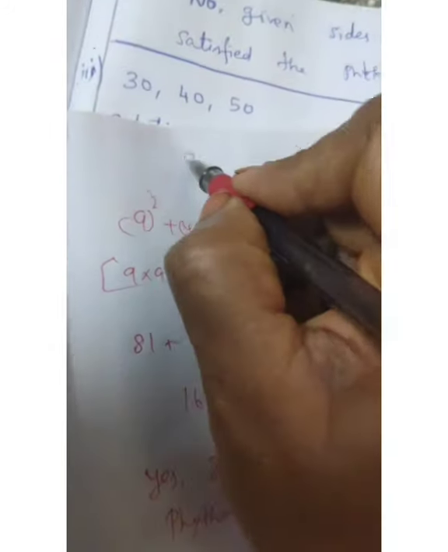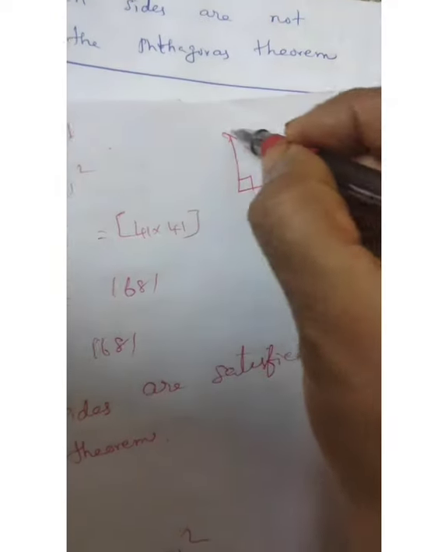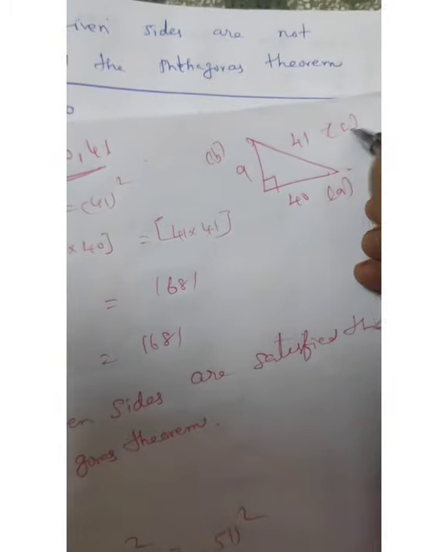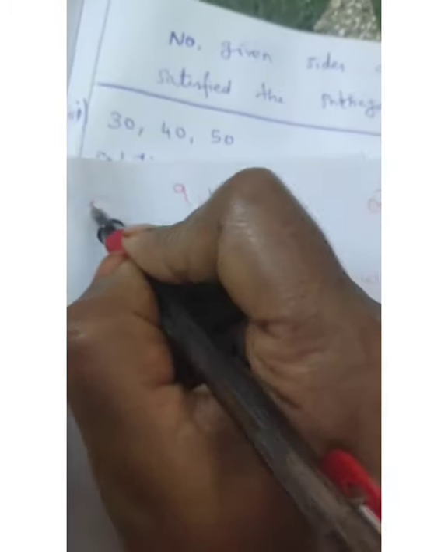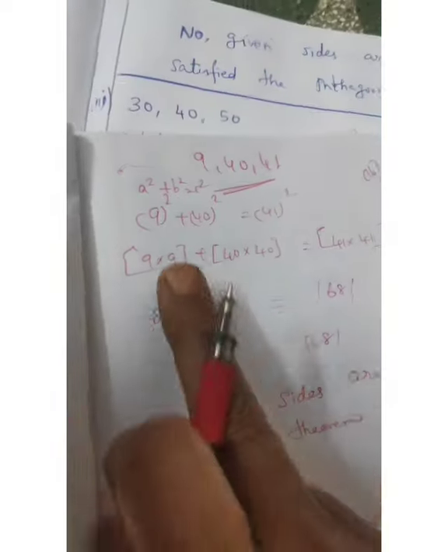Given the values 9, 40, 41. Which one is the biggest? This is the big side. Write 41 here and 40 here. Anywhere on these two sides is no problem. Don't forget to write A, this is B, this is C. What is the formula? A squared plus B squared is equal to C squared is the formula.